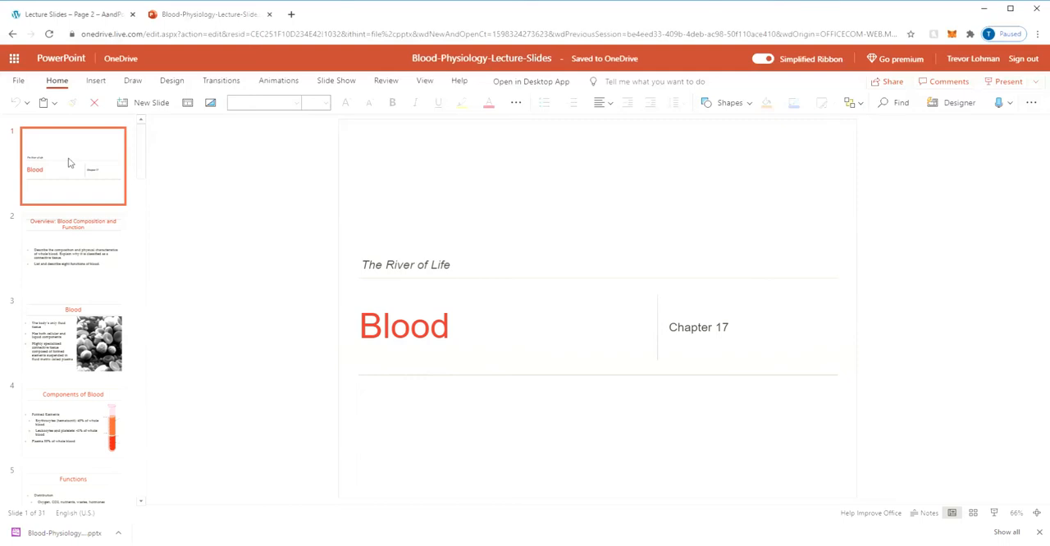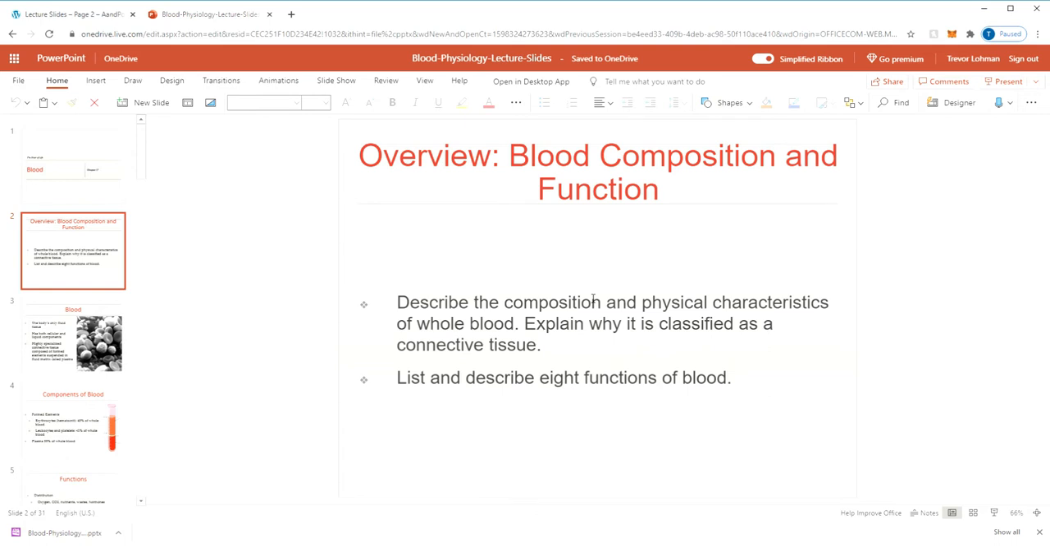Hey everybody, welcome to chapter 17 of Human Anatomy and Physiology, the Marieb and Hoehn textbook. This chapter is on blood physiology, and I have this profound quote here from your book, "The river of life." A little dramatic, sorry, but pretty accurate, I suppose.